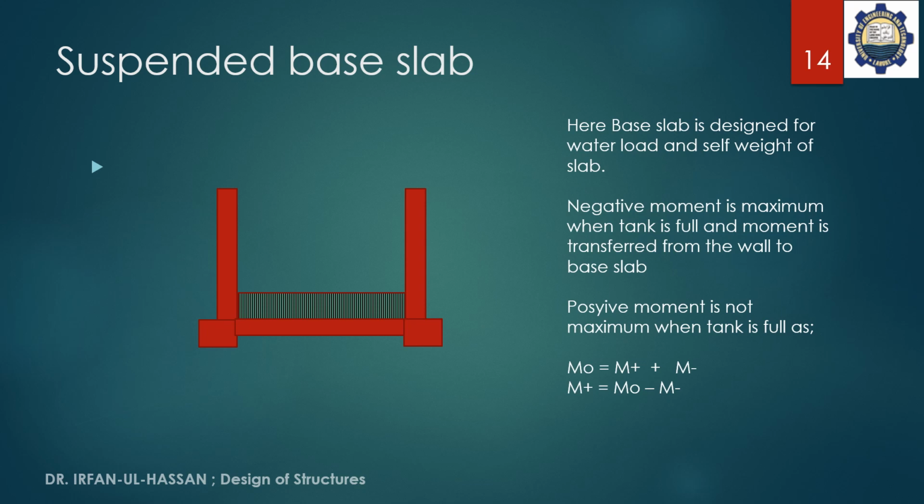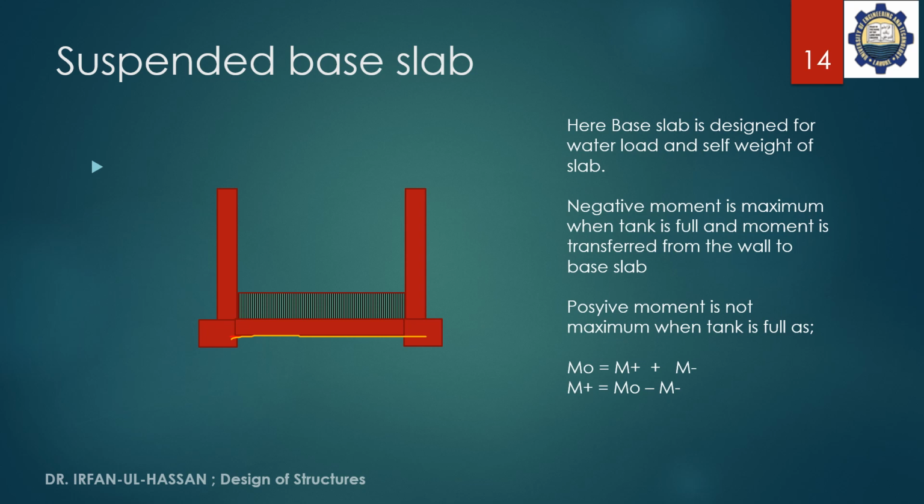So if the slab is suspended, it means that your slab is not touching the ground from the base. This yellow line is not touching the ground. It means that this is a suspended slab.